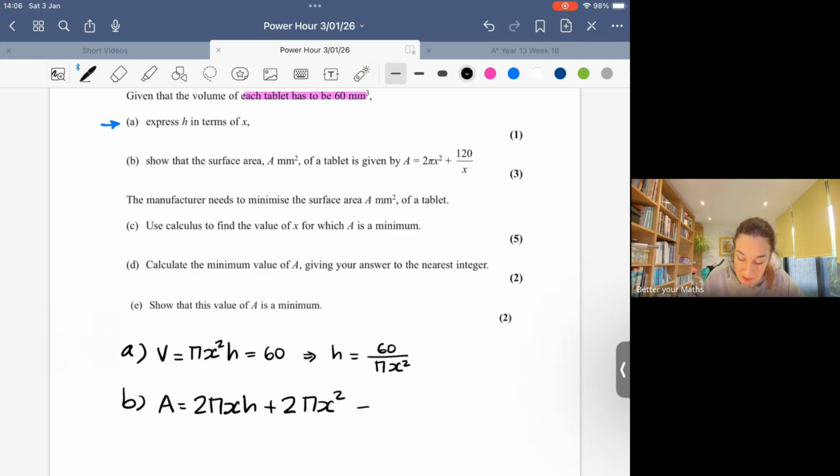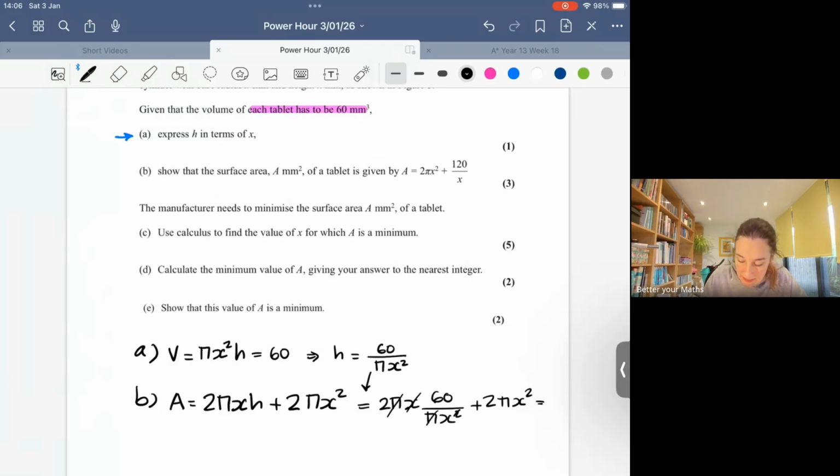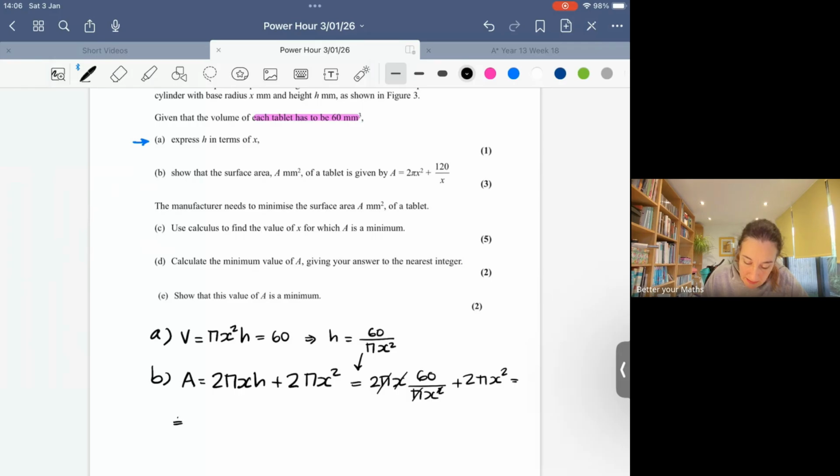Yeah. So I'm just substituting h by that, which means instead of h I'm going to write 60 over pi x squared, and then the rest is the same. I can cancel one x. I can cancel pi, and I'm going to multiply the numbers, yeah? And I'm going to write the things in the same order. So I'm going to write the 2 pi x squared first.